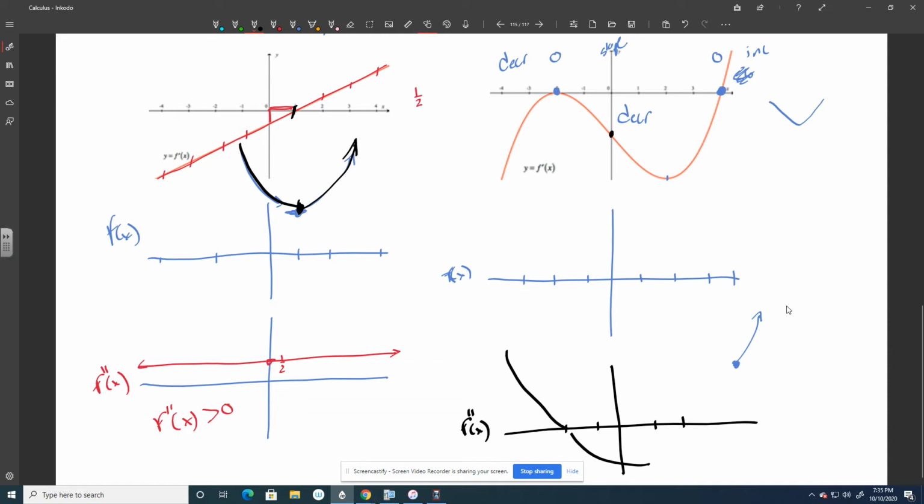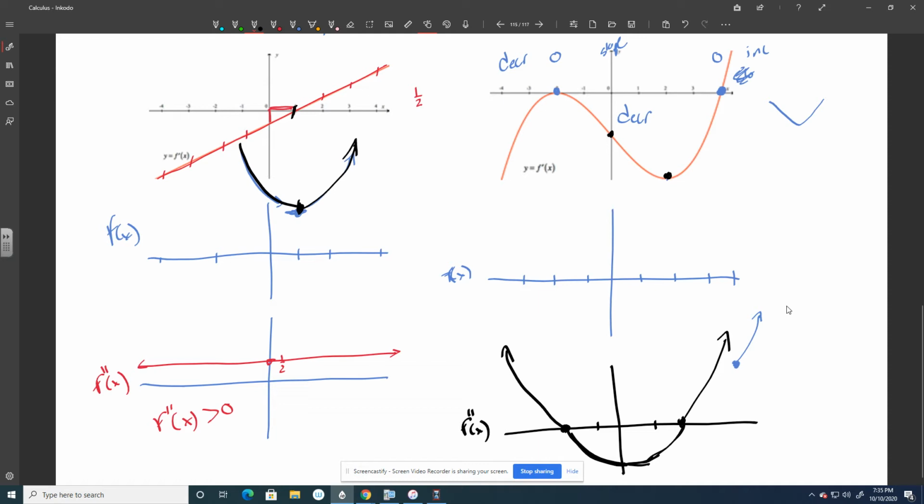So right here, I kind of change directions. Right there, I'm going down and then I switch and I start going up. And then when I get to 2, my slope is 0. So that matches. And I start going up, and I'm going up a whole bunch, right? And so this is my second derivative.